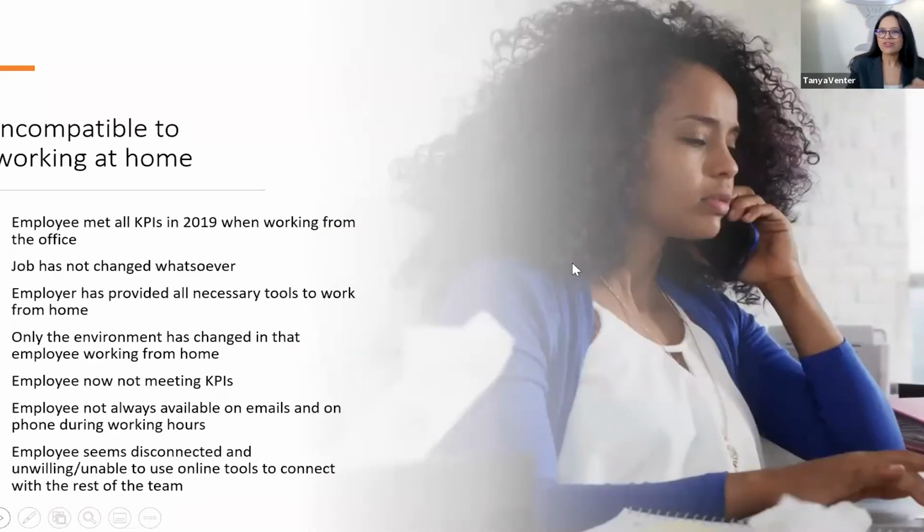The fourth example, which we wish to raise as a common theme, is incompatibility to work from home, which came up as a question in our last webinar, and certainly we've seen coming to the fore more and more, where an employer expects their employees to work from home, as I think many of us do. This employee was meeting all the KPIs in 2019 when they were working from the office. Their job has not changed in any way whatsoever. It's the same job they were doing in the office, they're expected to do at home.